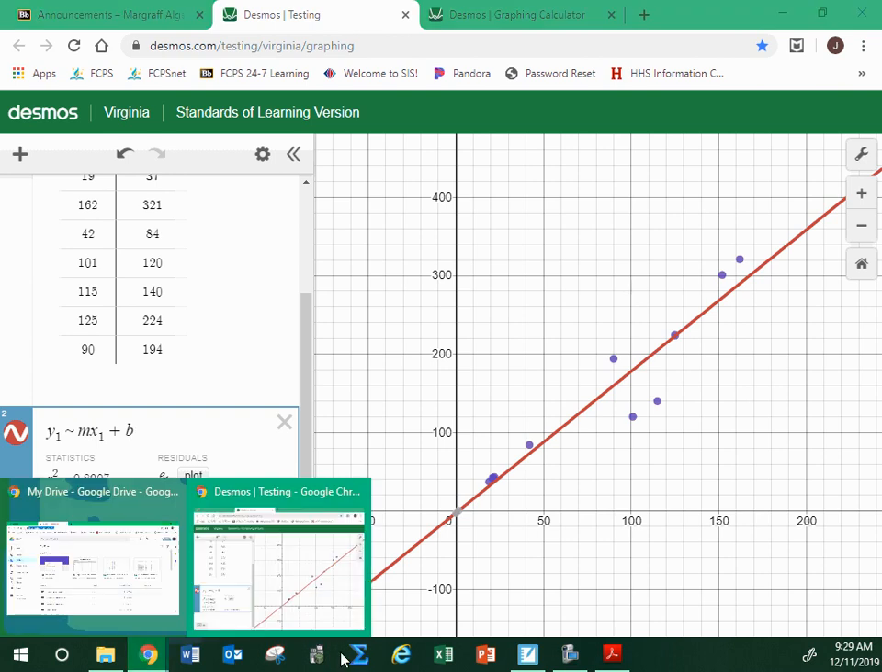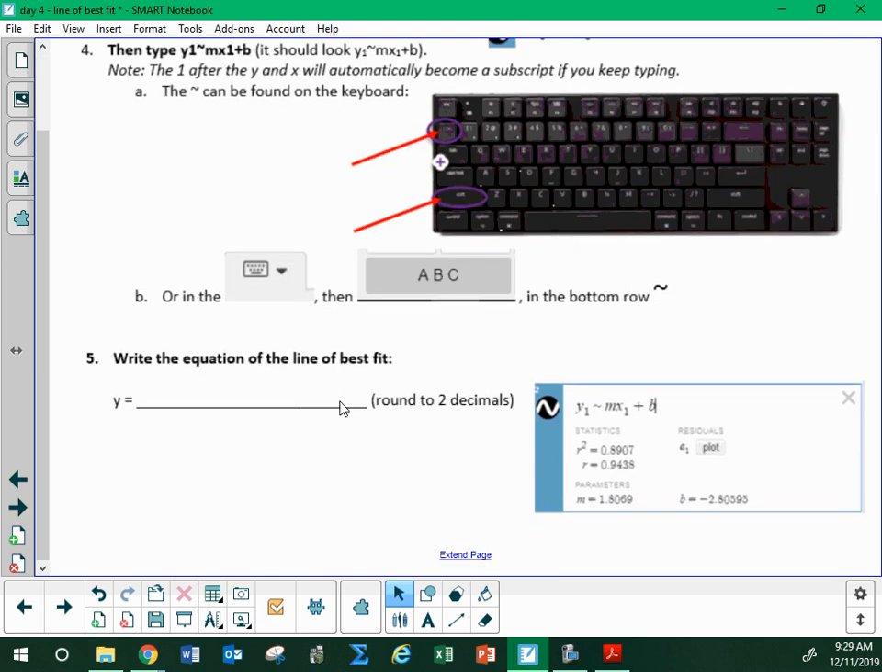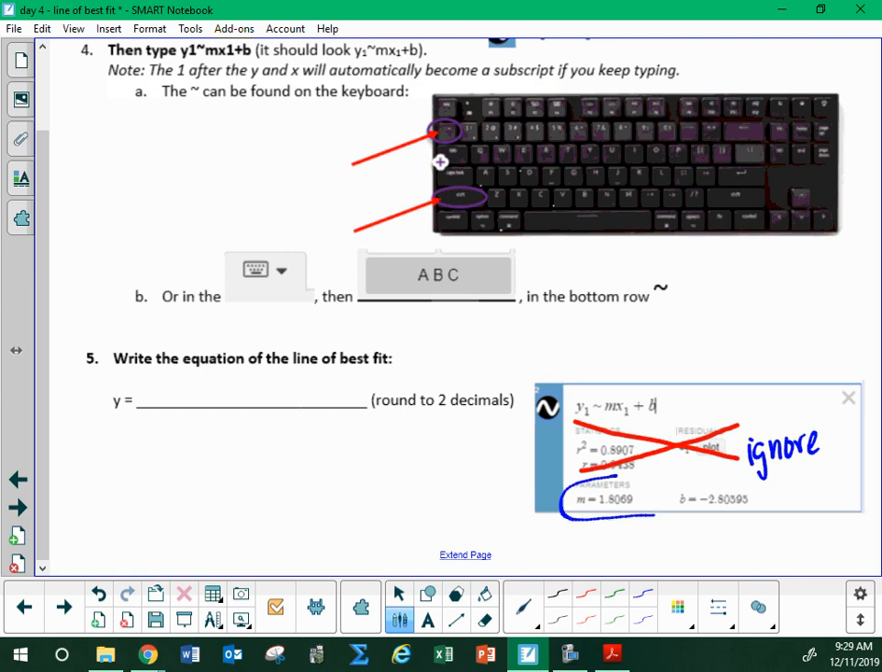So when we go to write our equation, again, we can ignore this information, but we're going to look only at what m and b are. So now we can write our equation. Y equals m, and we said to go to 2 decimal places. So our m is 1.80, x, plus our b value, which was negative 2.8, so minus 2.80.